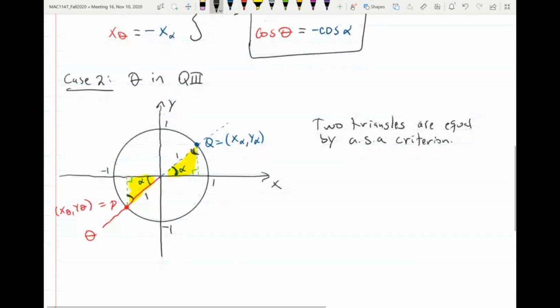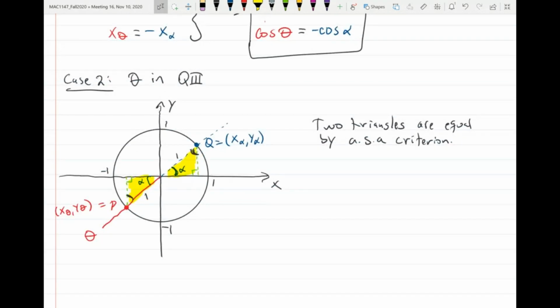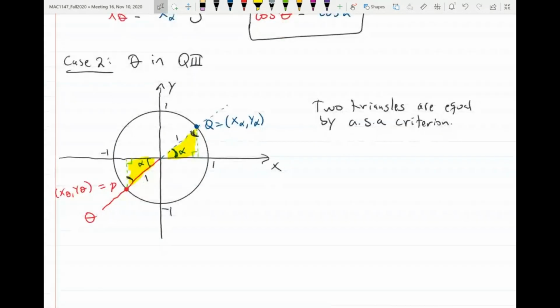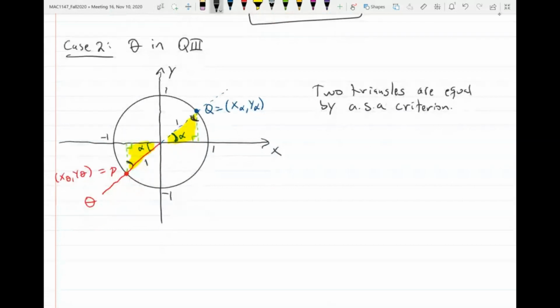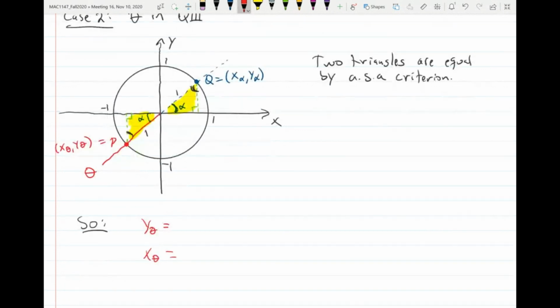Right? So because the triangles are equal, then we can draw some conclusions about the size of the triangle. In particular, this will tell you something about the coordinates of the point. So let's see, who can tell me what's the relationship between y theta and y alpha, and what's the relationship between x theta and x alpha? So let's see, y theta. What do we conclude then? How does y theta relate to y alpha? Is there any relationship whatsoever? So y theta is minus y alpha.